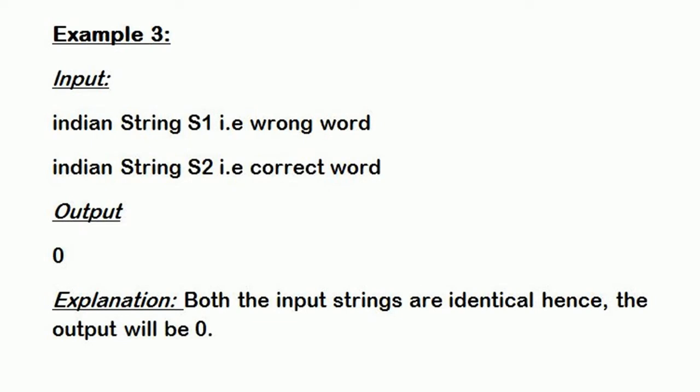Example 3. Indian, string S1, that is the wrong word. Indian, string S2, that is the correct word. Output. 0. Explanation, both the input strings are identical, hence the output will be 0.